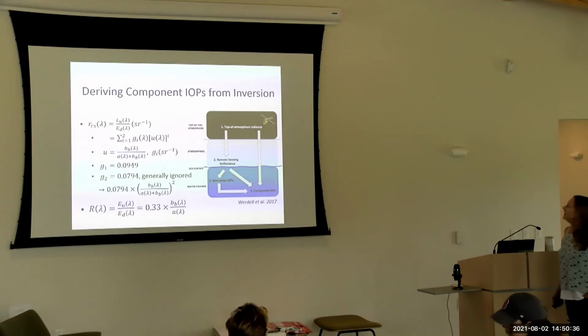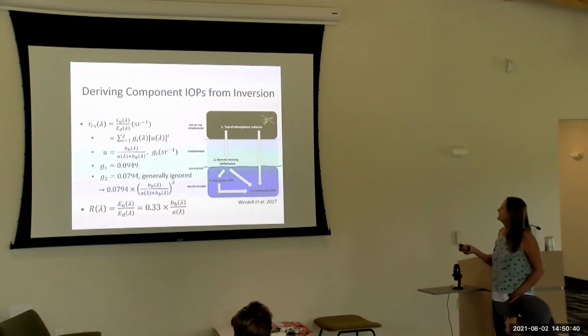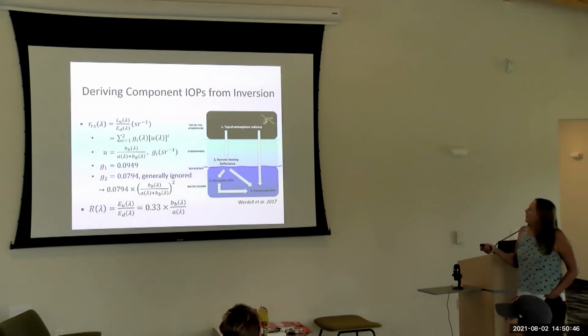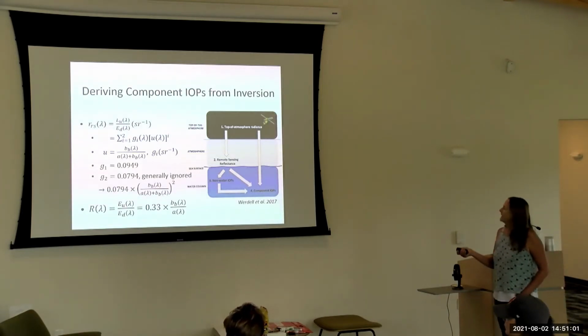Excellent. Okay, so if we start with the remote sensing reflectance, or maybe the radiance reflectance in this case, what you find is that you can express this ratio of radiometric measurements as some series of bb over a plus bb.